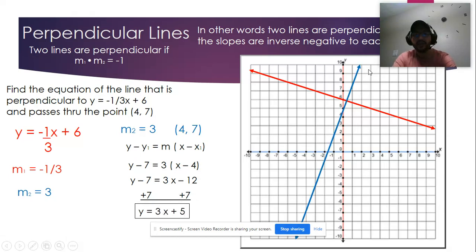And that will be my equation for the line that is perpendicular to the equation that was given. So that's how you find perpendicular lines by using the slope: finding the new slope, which will be the negative reciprocal, then using the one point formula, simplifying, and that's how you find the equation of the line that is perpendicular.